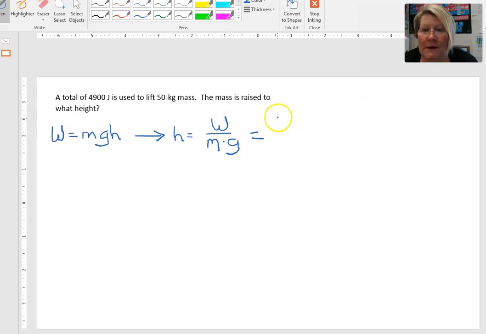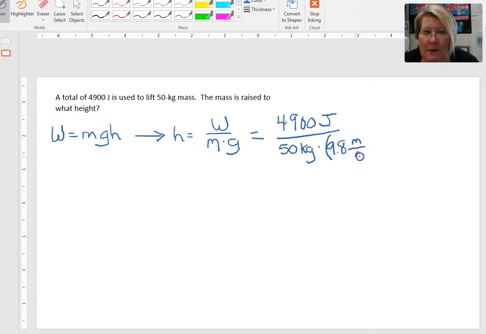So they give us work in this case, 4,900 joules. Mass, 50 kilograms. And gravity, 9.8 meters per second squared. And when we do the math, 4,900 divided by 50 divided by 9.8, we get a height equal to 10 meters.